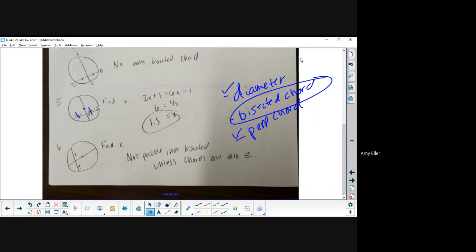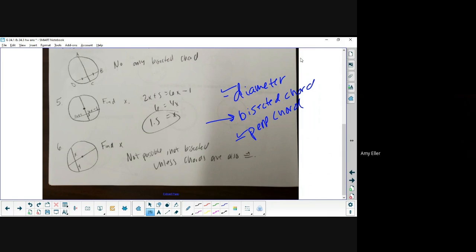6 is a trick question. I wanted to see how many people would set them equal like they did in 5. There is no way to find x. It's not 4. There is no way to find x. We can't just get in the habit of setting things equal just because it worked for number 5. It worked in 5 because I had a diameter and a perpendicular chord. Therefore, definitely the chords are cut into 2.